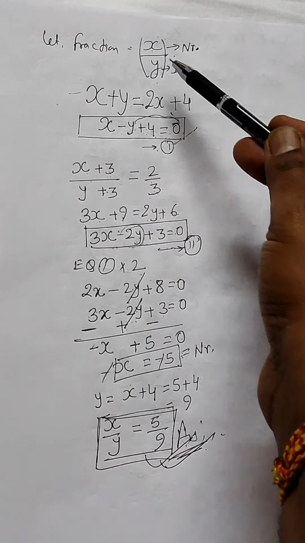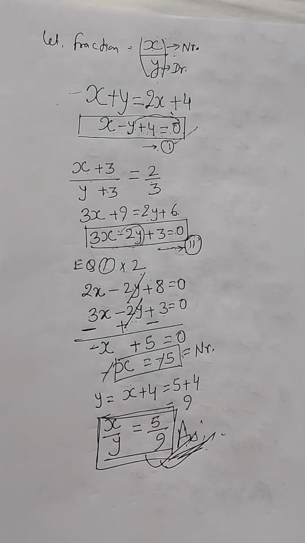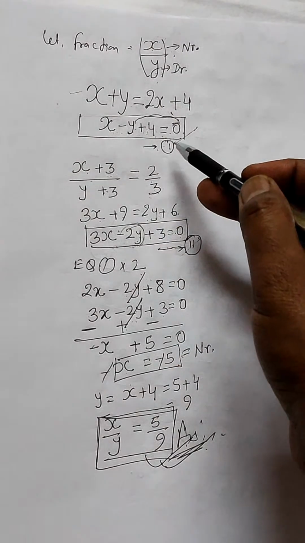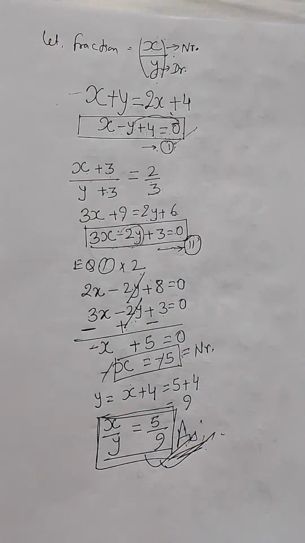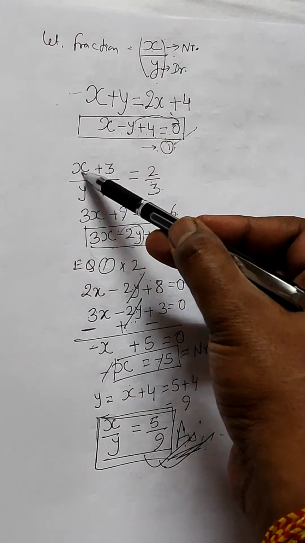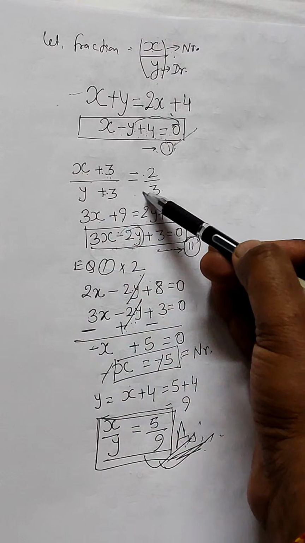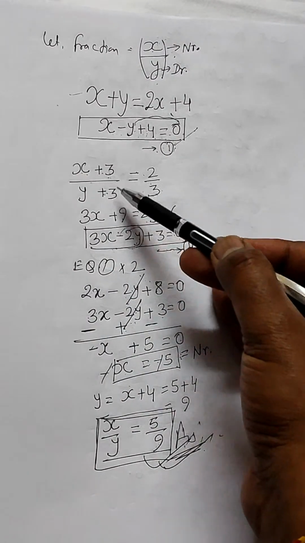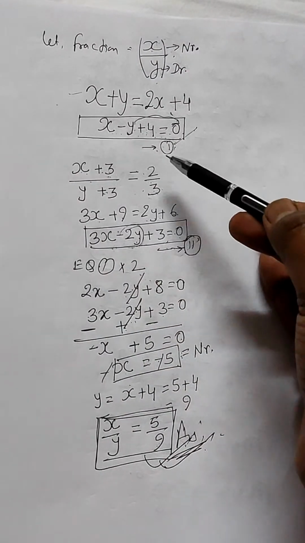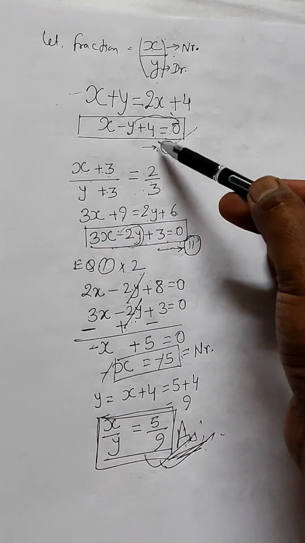Here we have two variables, x and y, and to solve this we need two equations. So we derived this equation from the first criterion. The second criterion was that if the numerator and denominator are increased by 3, they are in the ratio of 2:3. So here the numerator is increased by 3, the denominator is increased by 3, and the fraction becomes 2 by 3. This gives you the second equation. So we have two equations and two variables.